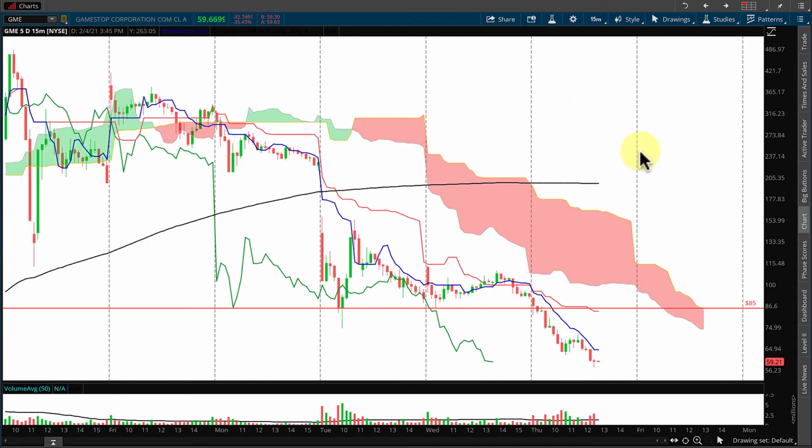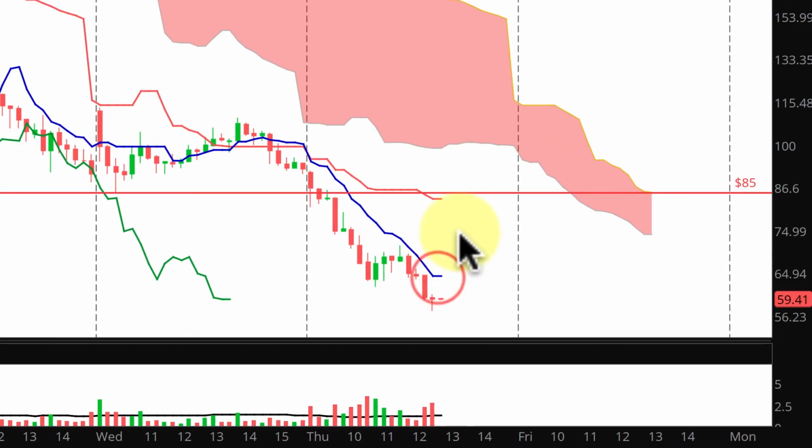On a 15-minute chart, we can also see a little bit of flattening out here on the blue and a little bit of flattening out on the red. That is our first sign of this turning around.